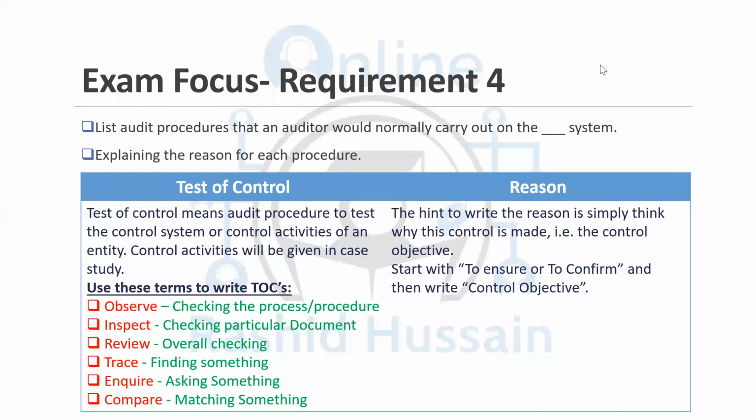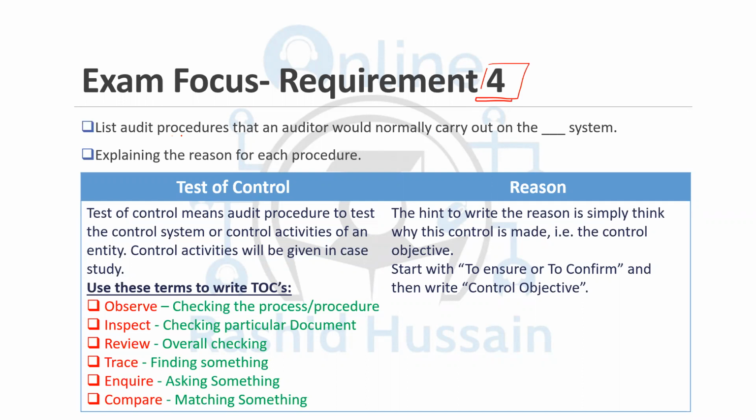Okay, now we have exam focus requirement number 4, and this requirement was tested once or twice in early F8 exams, that means December 2007 and June 2008, I guess, two old exams. So this exam requirement was tested once or twice in the two old past papers. But again, the examiner can test it again, definitely.